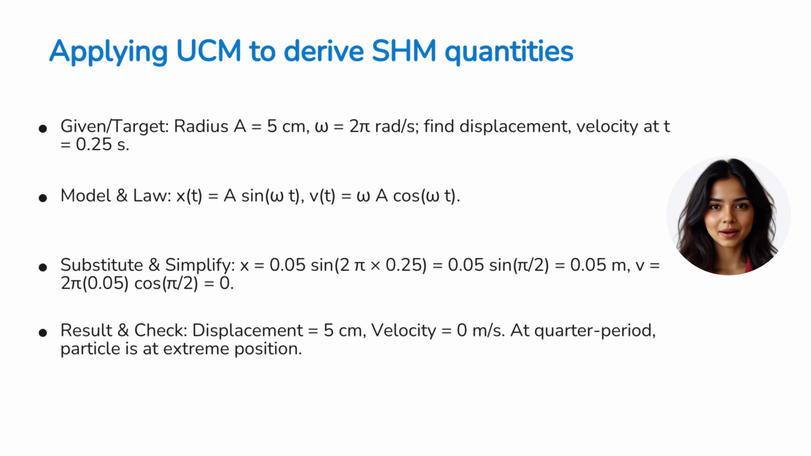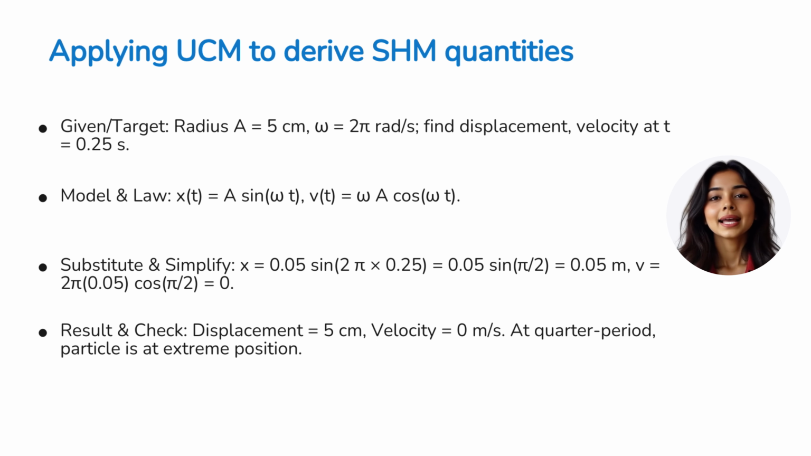Using our formulas, displacement x at time t equals radius a times sine of omega times t. Plugging in the numbers, we have 0.05 meters multiplied by sine of 2 pi times 0.25 seconds. Since 2 pi times 0.25 is pi over 2 radians and sine of pi over 2 is 1, displacement is 0.05 meters or 5 centimeters.